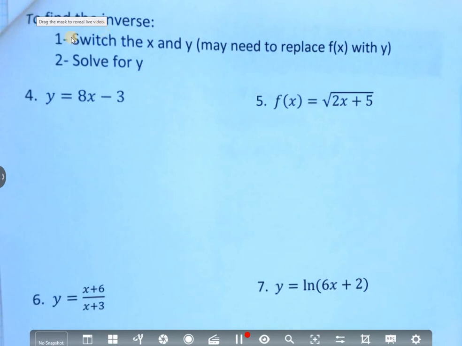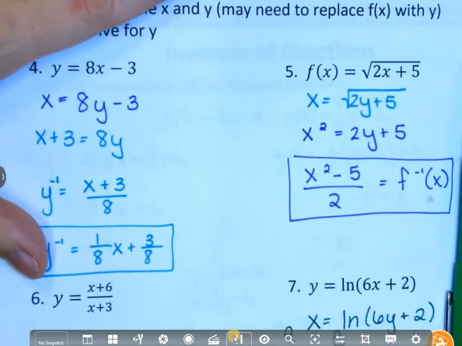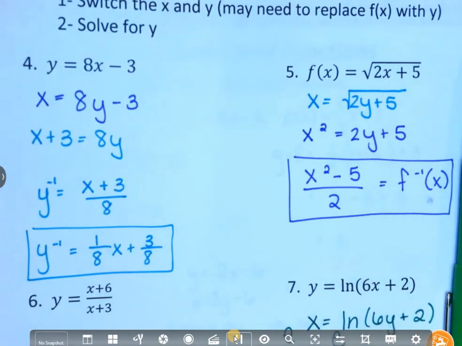Okay, so I'm hoping that you guys were able to get 4. So here's problem 4n.